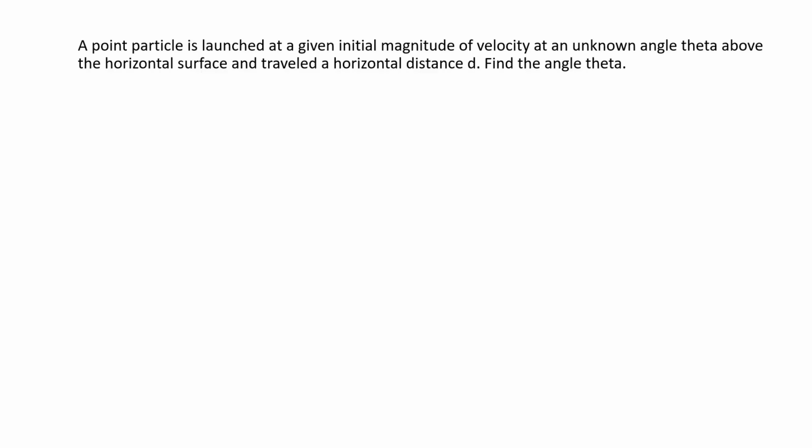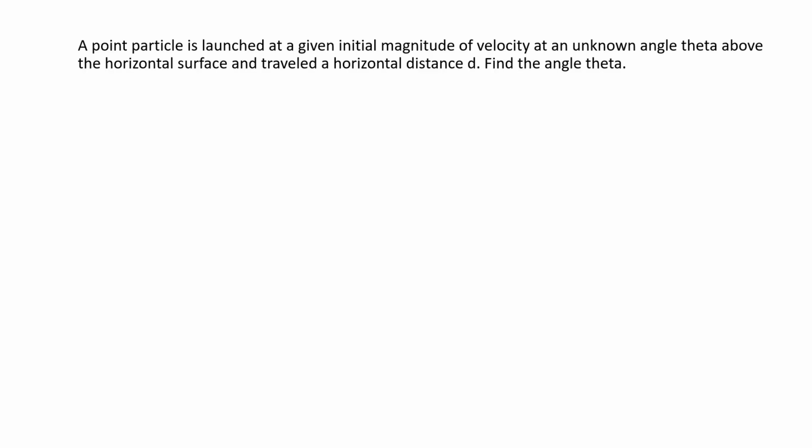Today we're going to be solving a very basic physics problem. Let's go ahead and understand the problem. A point particle is launched at a given initial magnitude of velocity at an unknown angle theta above the horizontal surface and travels a horizontal distance d.